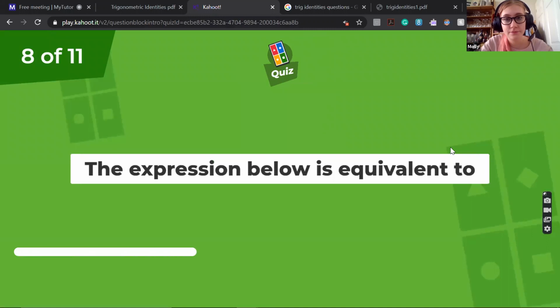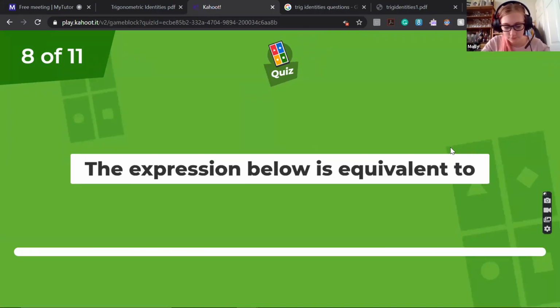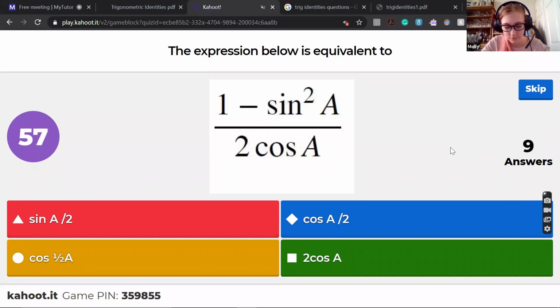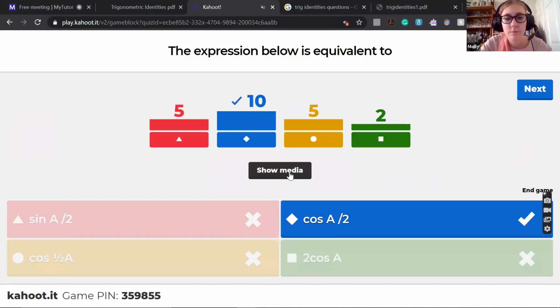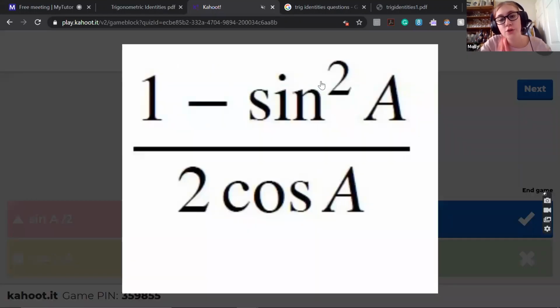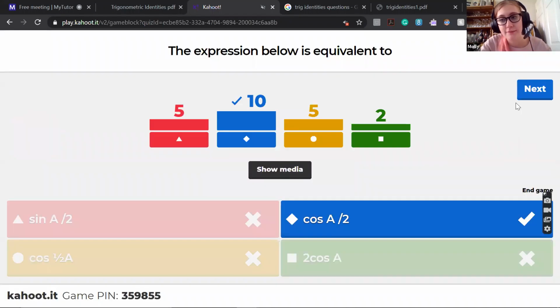Almost there. Well done. So with this one, if you rewrite the top as cos squared A and divide through, you'll get that.